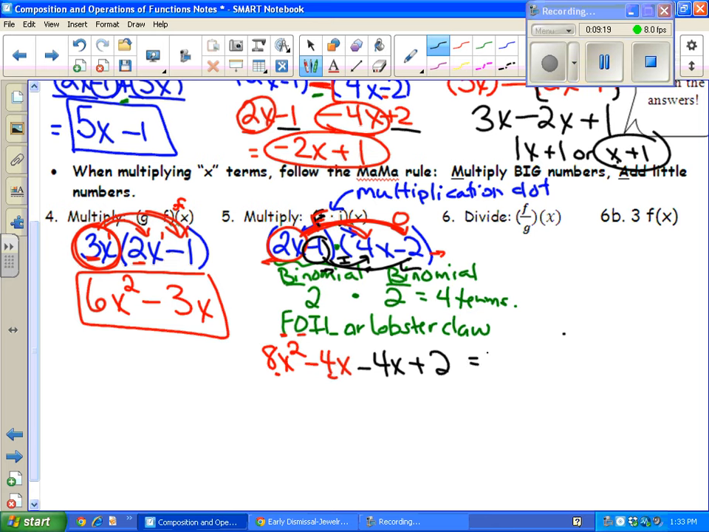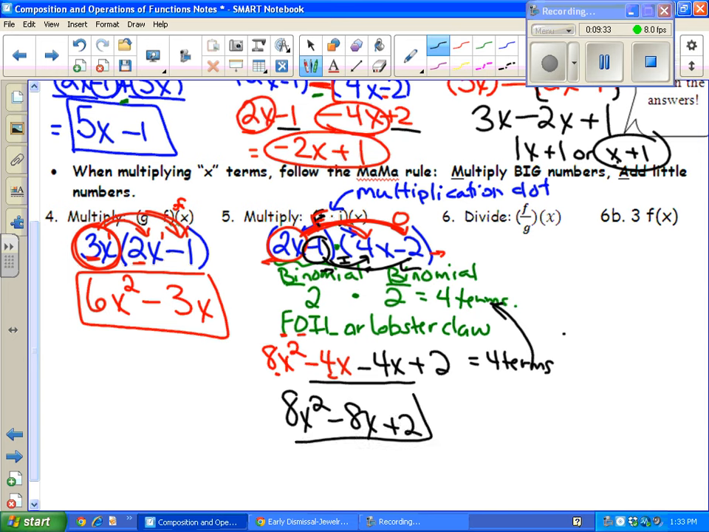Notice that I ended up with 4 terms just as we predicted. Okay? All right. I can combine like terms. 8x squared is the only x squared term. Negative 4x, negative 4x, negative 8x plus 2. Final answer is a trinomial, which has 3 terms. Just a little vocabulary. The prefixes are kind of important.